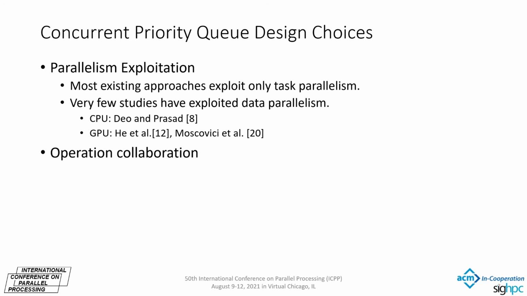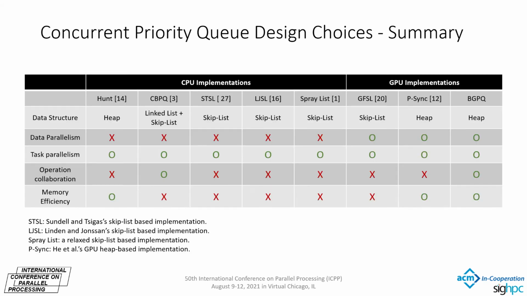Another design choice we considered is the potential collaboration between different operations. Existing studies have proposed different ways to let threads collaborate rather than contend for shared resources. For GPUs, it's important to have thread collaboration features while avoiding problems such as thread divergence, memory uncoalescing, and memory resource contention. Here's a summary of what we have discussed before. It includes different priority queue implementation features and BGPQ's comparison with existing implementations.